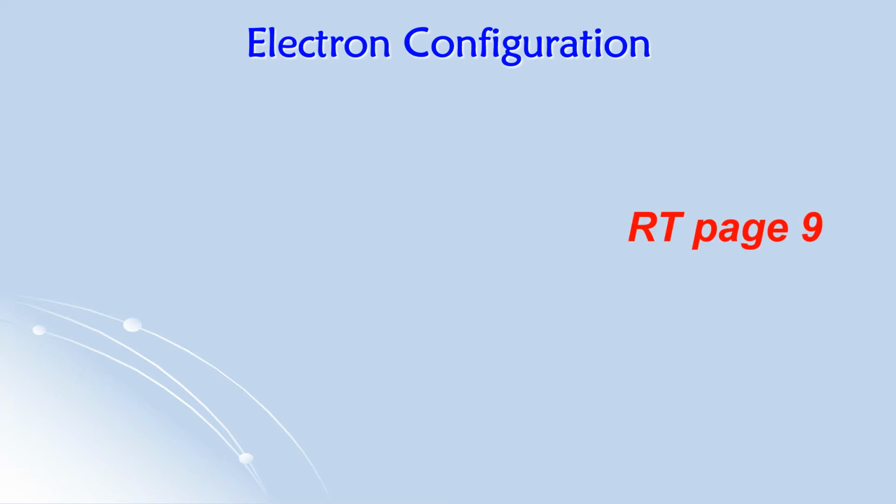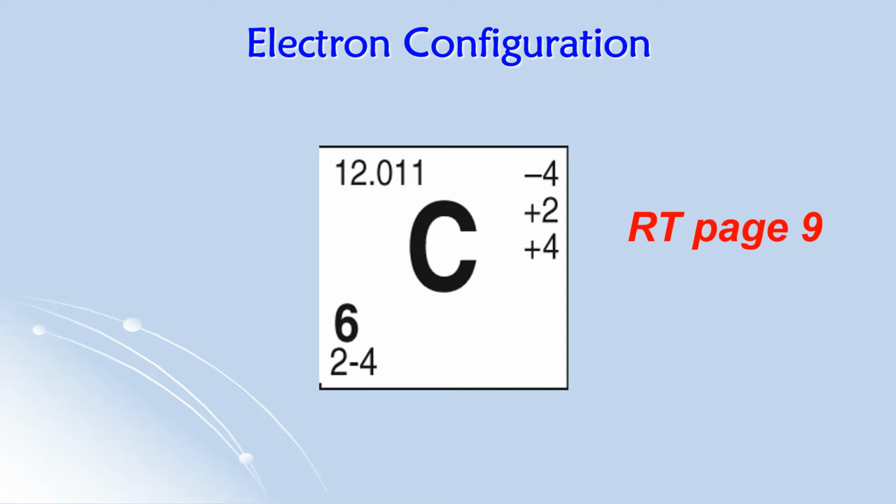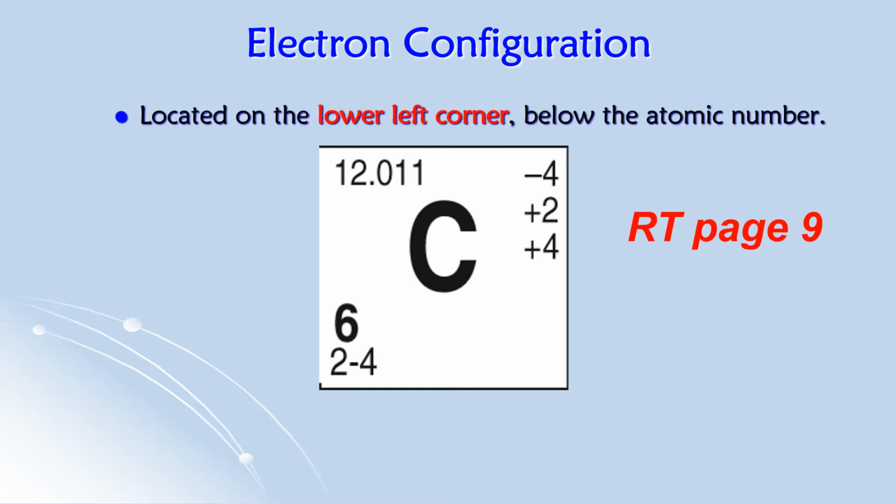If you turn to page 9 in your packet, where you have the periodic table, you'll notice that for each element, right in the very bottom left-hand corner, you will find the electron configuration for that element. So the electron configuration for carbon is 2, 4.